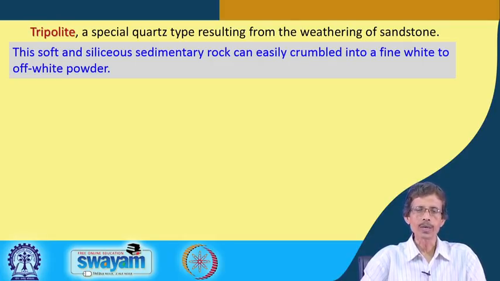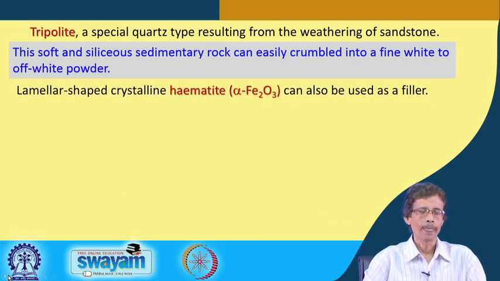So, when it comes out with the weathering process of the sandstone material, the powder particles come out, and then they can again crumble into fine white or off-white powder-like material. Basically it is not a very dry powder, but it can be a crumbled powder, a soft type from the tripolite material. Then hematite can also be used as the filler material, which we get from the corresponding ore material of iron, that alpha hematite or alpha Fe2O3, which can also have a lamellar shaped crystalline structure and can be used as the filler material.